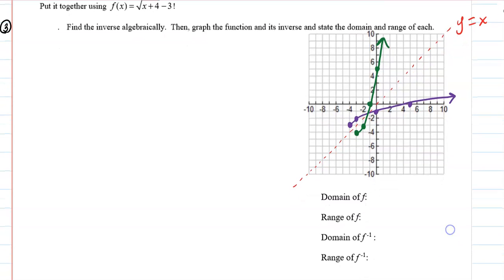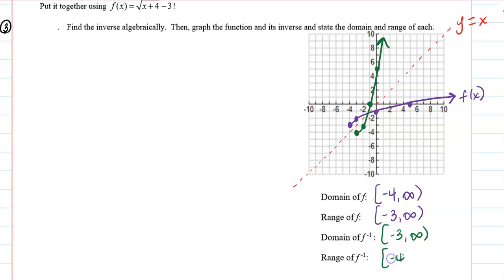Looking at the domain of f, so domain, here's f. The domain of f is from negative 4 to infinity, and the range is from negative 3 to infinity. And if you look at the green function, the domain of the green function is from negative 3 to infinity, and the range goes from negative 4 all the way to infinity. And so there's that idea again, that the x's and the y's switch.